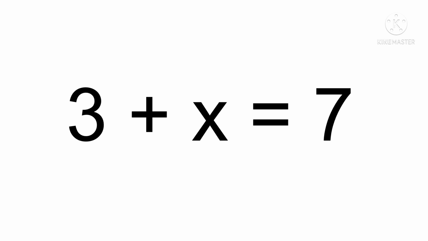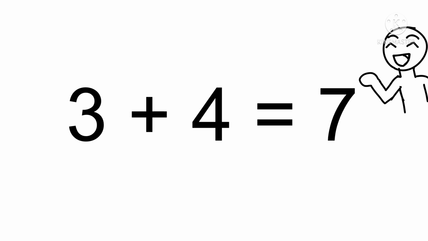Now that you've solved the most basic kind of algebraic equation, there's another type that isn't as straightforward to solve, the kind where the variable is on the same side as a constant. Take this equation for example: 3 plus x equals 7. Well, that's easy too, Charlie. You just replace x with 4 because 3 plus 4 equals 7.